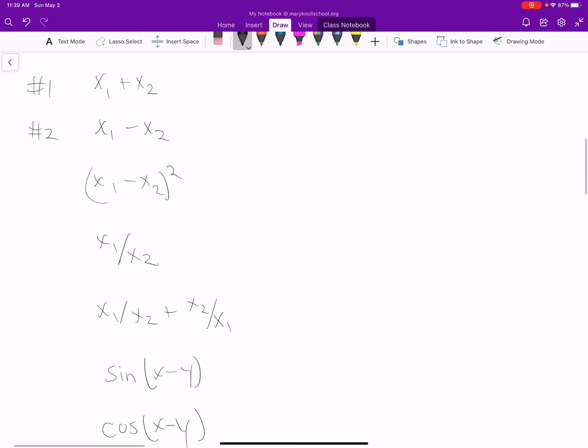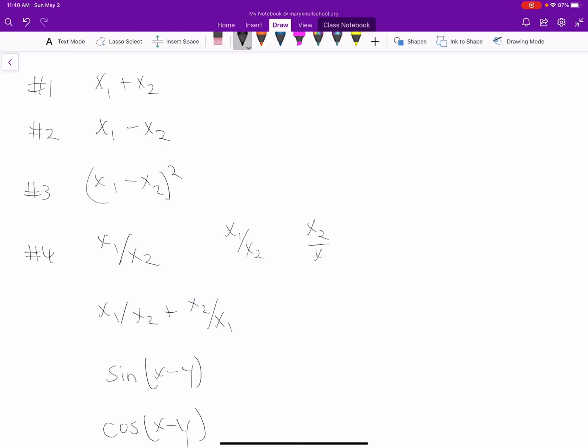Okay, so the same thing here, number 3. We have two distinct variants if we just look at the inside here. But then when we square it, we end up with just one distinct variant, because a negative squared is just going to be a positive number. So it's going to be just one distinct variant on this one. Okay, so number 4 here, we could do x1 divided by x2, or we could do x2 divided by x1, and we get two distinct variants here, because it matters which is the numerator and the denominator.